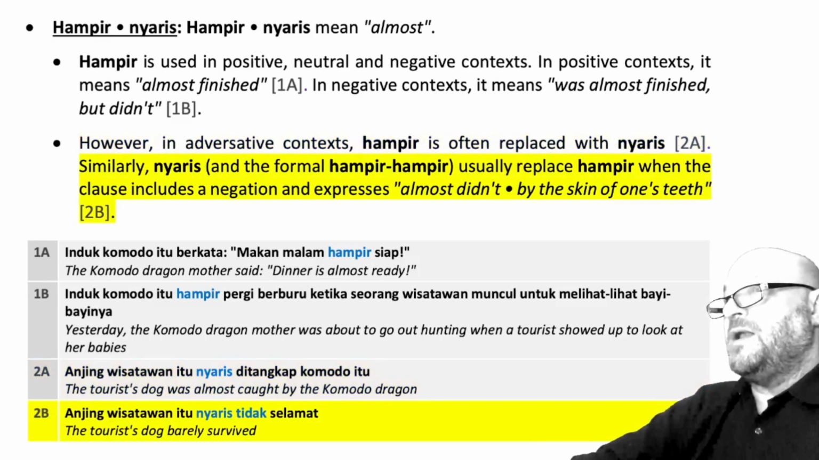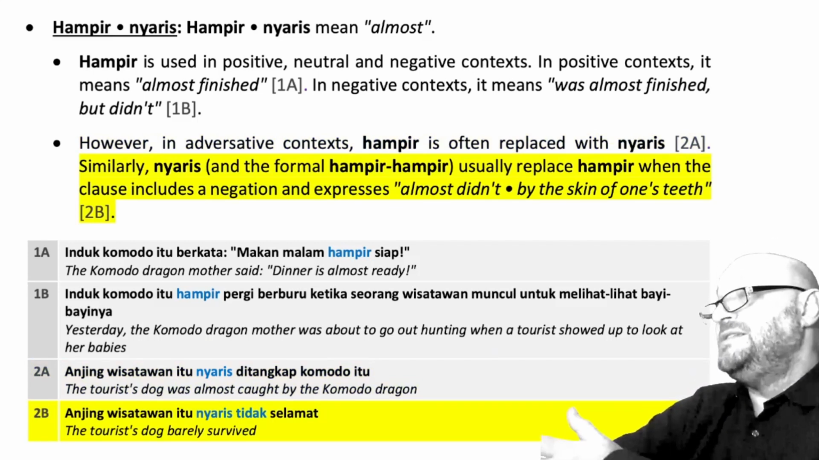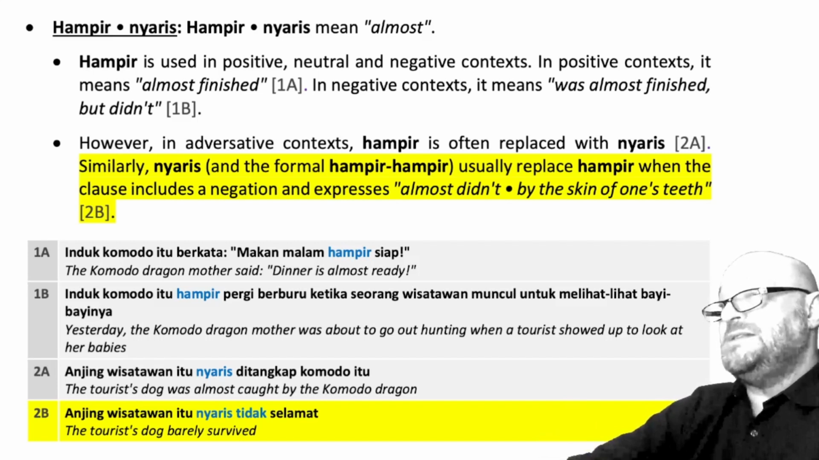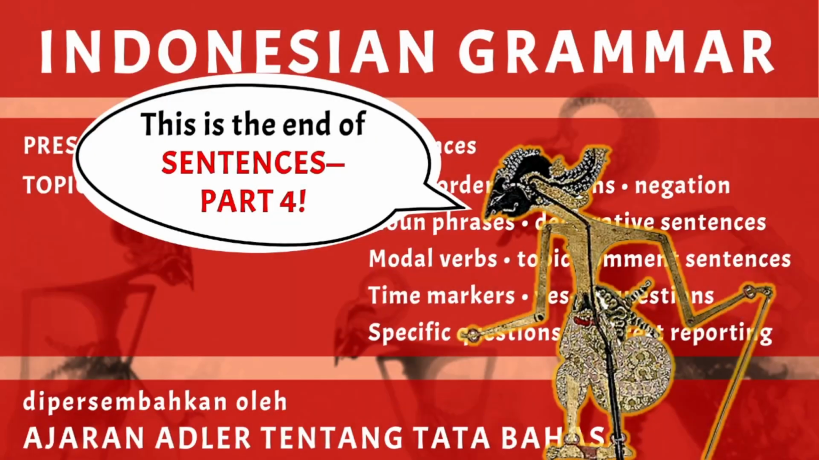Similarly, nyaris and the formal hampir usually replace hampir when the clause includes a negation and expresses almost didn't or by the skin of one's teeth. Example 2b, anjing wisatawan itu nyaris tidak selamat. The tourist dog barely survived.